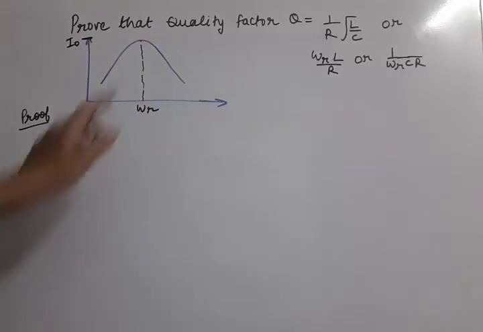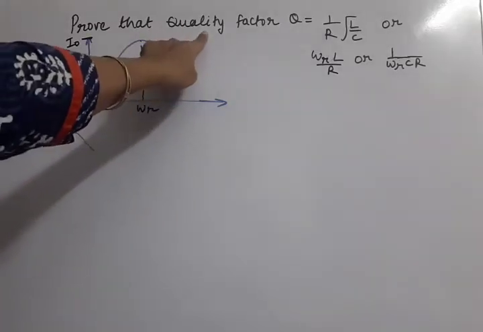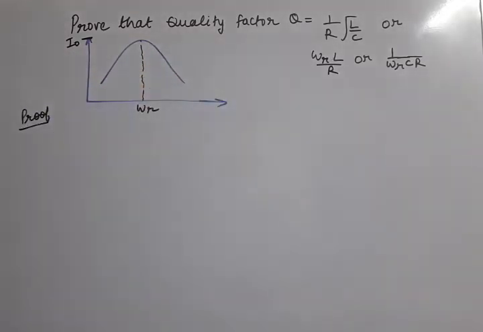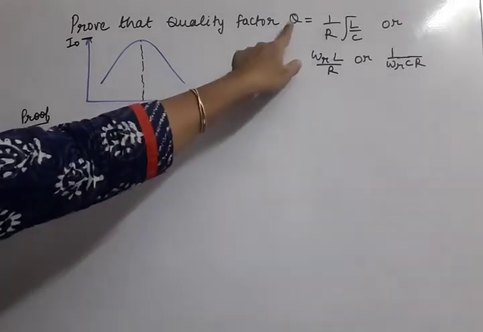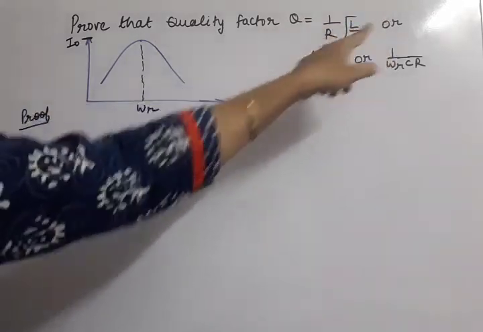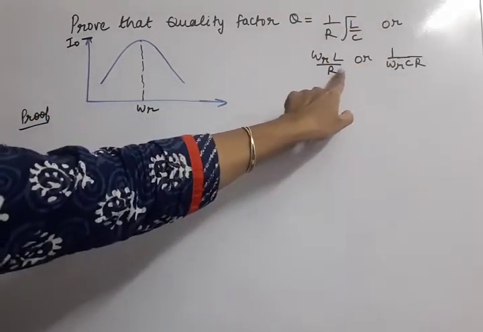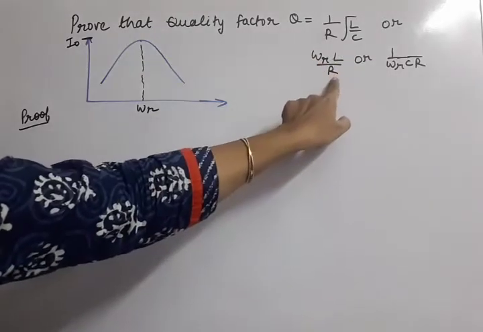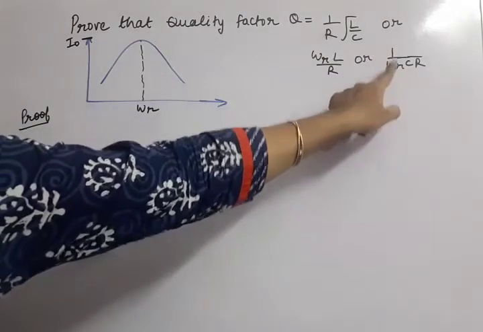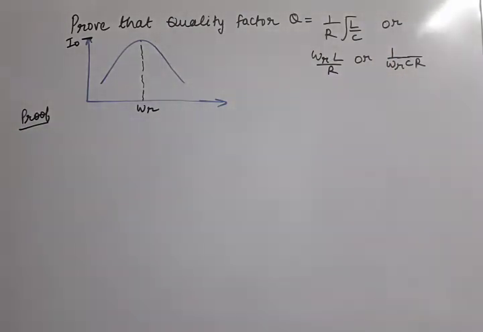Okay, students, we have this last topic related to our unit number 4, that is quality factor Q. This is given by three formulas. We have to prove that quality factor Q can be given by 1 by R root L by C, or omega R L by R, where omega R means resonating frequency, or 1 upon omega R C R is also the formula. So all the three formulas are interconnected. So let us see the proof.